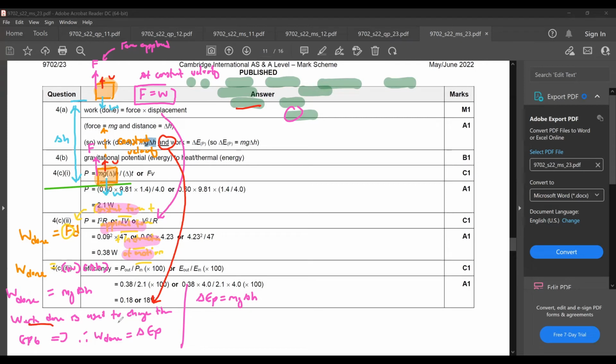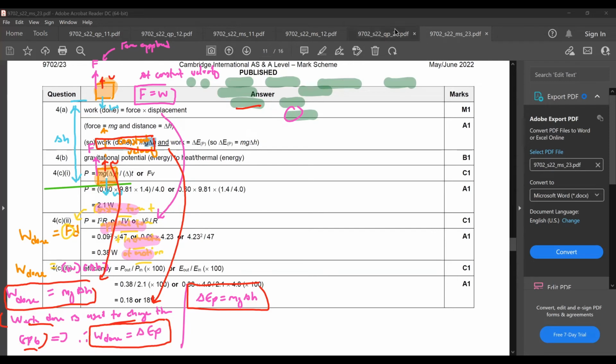Work done is used to change the GPE. Okay, you see they must have this. Work done is equal to mg delta H is actually this one here. But after that, you had to write some sort of connecting statement to say that whatever work you do is actually used to change the GPE. That's why you see the word and here. So you must have this one. Okay. Only then can you say work done is delta EP. Delta EP is mg delta H, no? Right? That's how the marking scheme worded it.